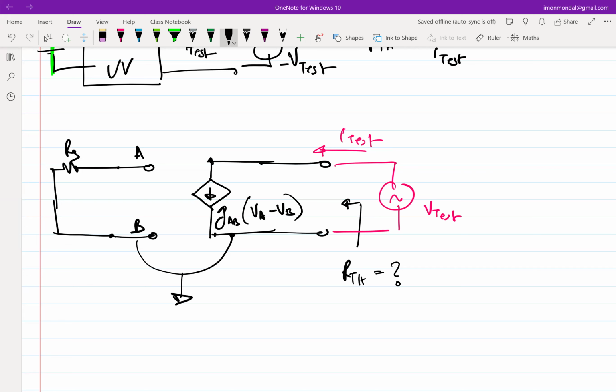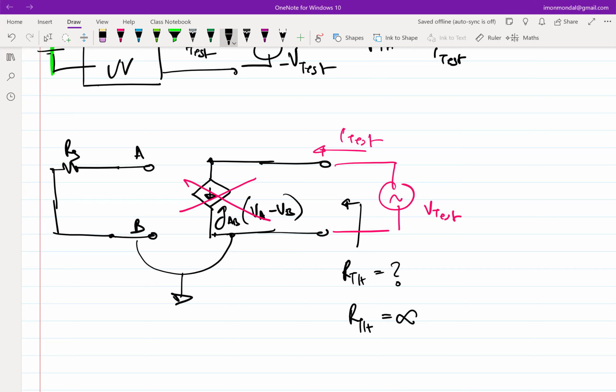So now what is VAB? VAB is 0. By the way, what type of source is this? Yeah, it's a dependent current source, right? What is it dependent on? VAB, and VAB is 0, which means what should I do with this? It gets opened, right? So essentially this becomes open, so it's an open circuit. Then what will be I test? 0. Then what is the impedance? What is RTH? Infinite, right? So your RTH will be infinite.